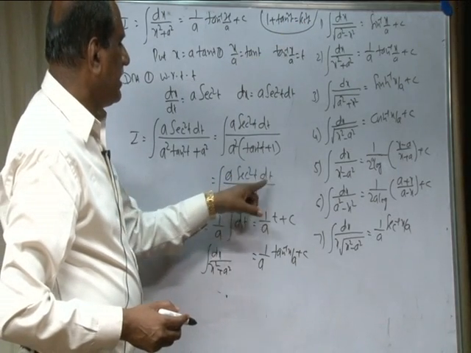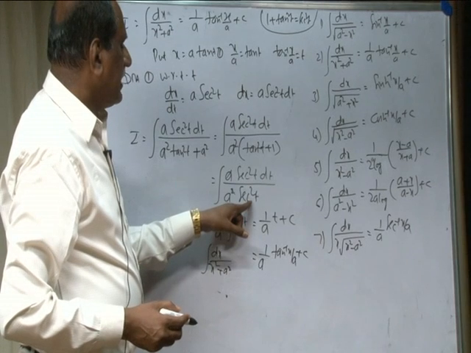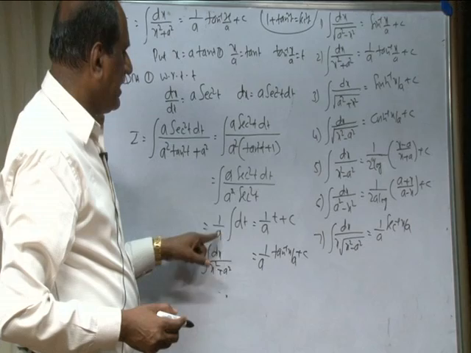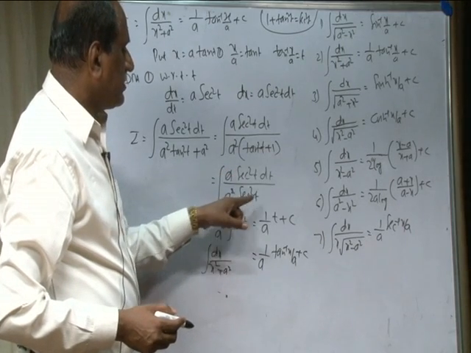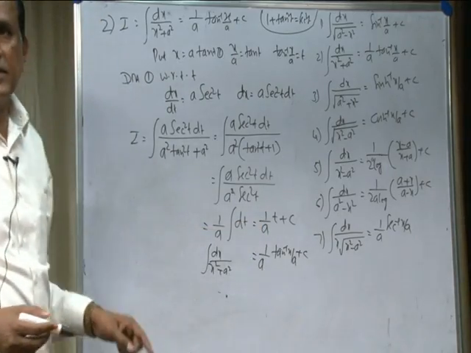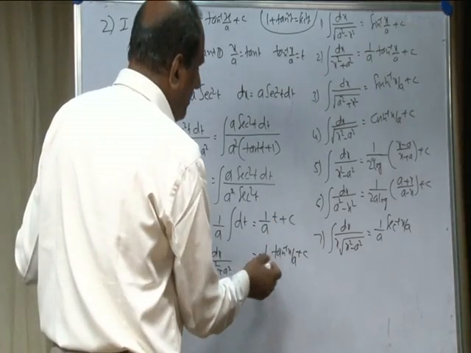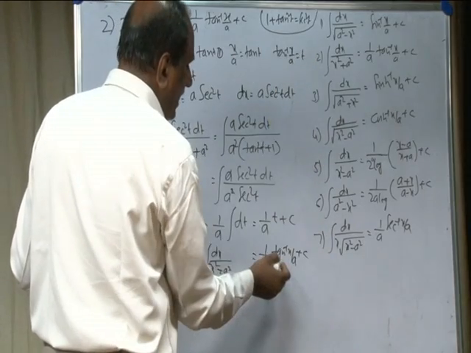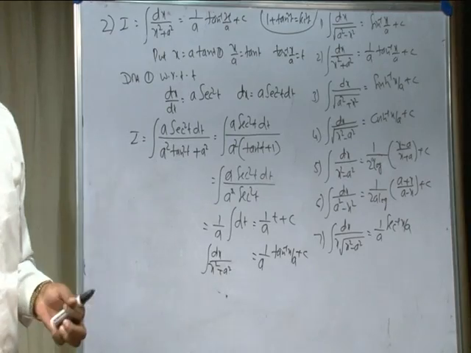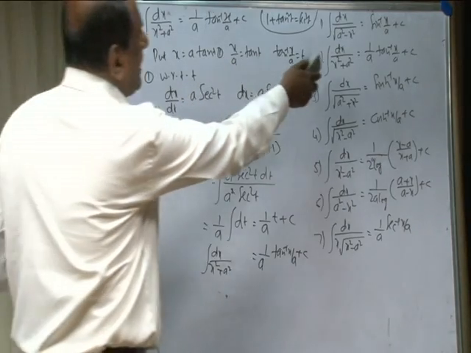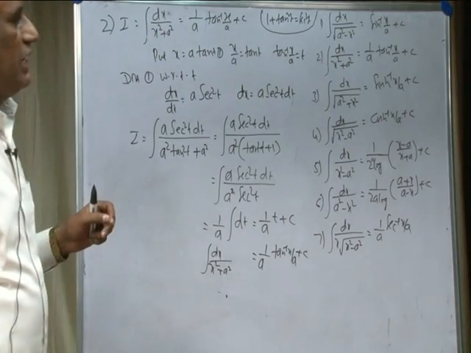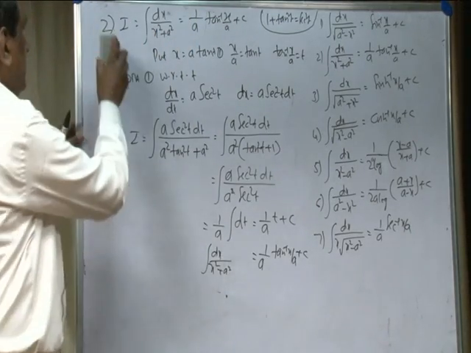We get a secant square t dt by a square secant square t. a divides a square, a times, so 1 by a is a constant, take it outside. Secant square t cancels, the integration of dt is t plus c, that is 1 by a, a constant, t plus c. t stands for tan inverse x by a, so plus c. This is the proof of the second one, that is the integral of dx by x square plus a square is equal to 1 by a tan inverse x by a plus c.